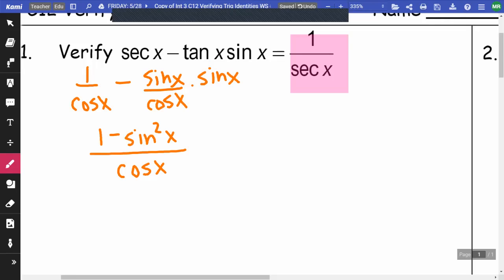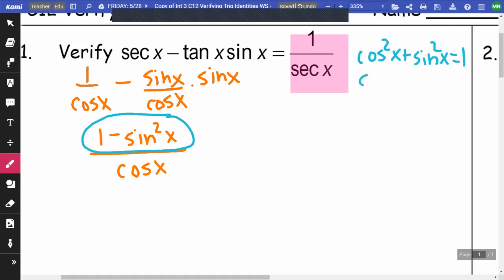And then for this, what I'm going to end up getting is, because I'm just going to drop this here, cosine squared x plus sine squared x by Pythagorean identity equals 1. So if I am subtracting sine squared x from both sides, I'm going to get 1 minus sine squared x, which is the same as cosine squared x. So in place of this, I can write cosine squared x.